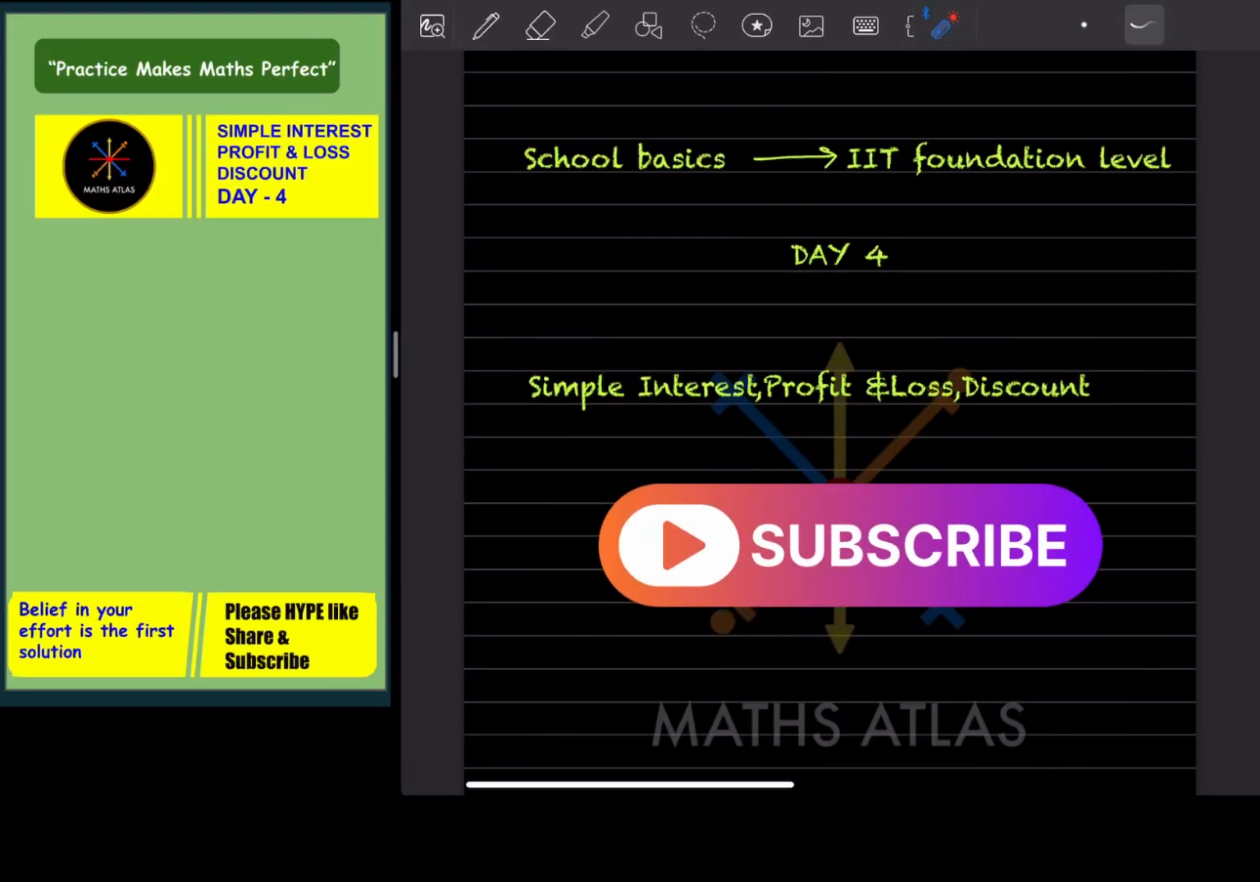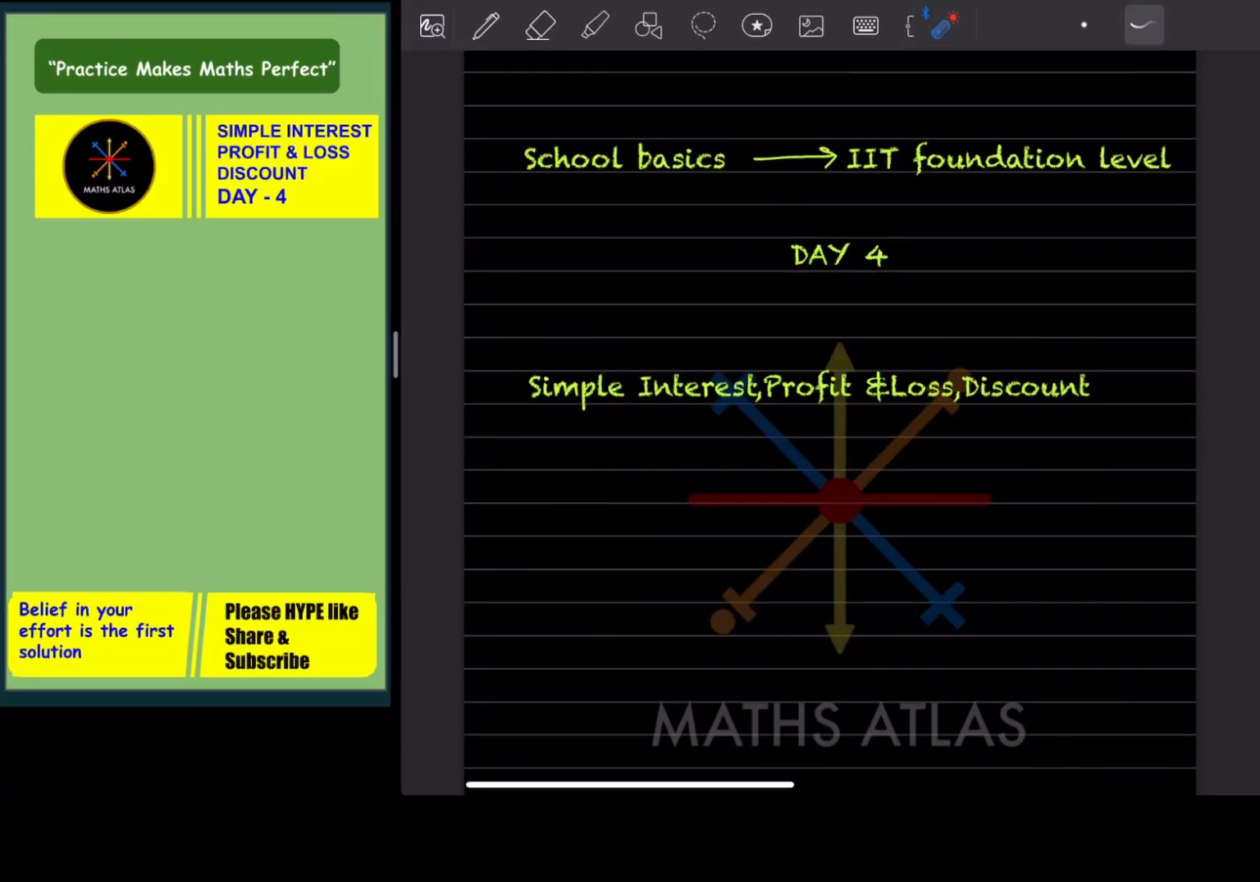We'll be doing the new topic, that is simple interest, profit and loss, and this is day 4, which is from the school basics to the IIT foundation level. So see that you don't skip any question because all the questions will be a different type. So watch till the end.